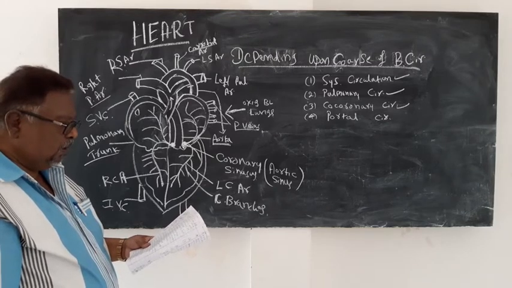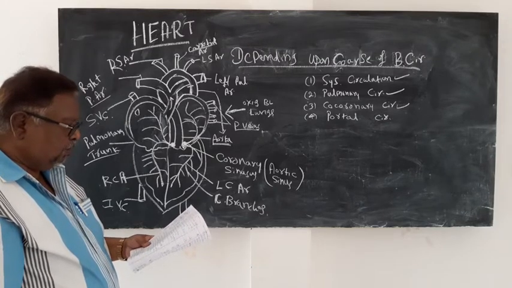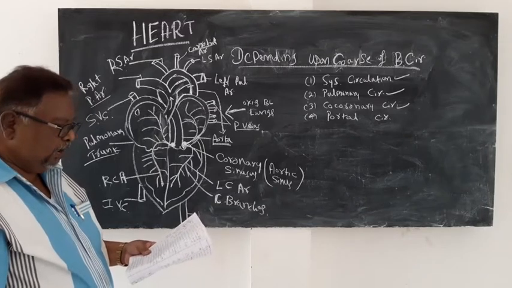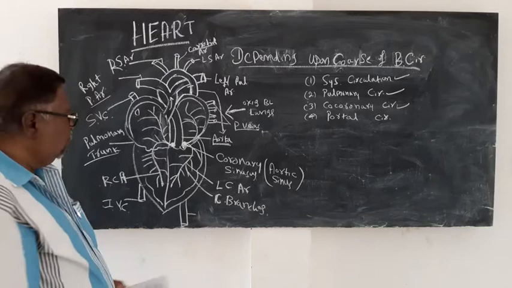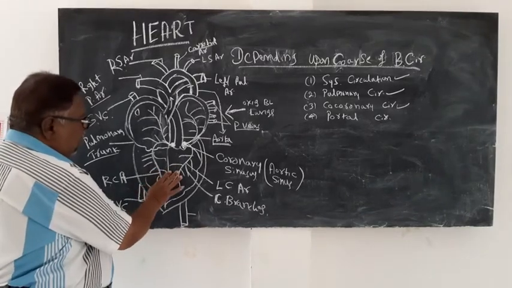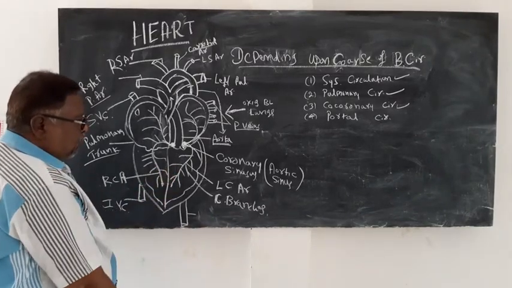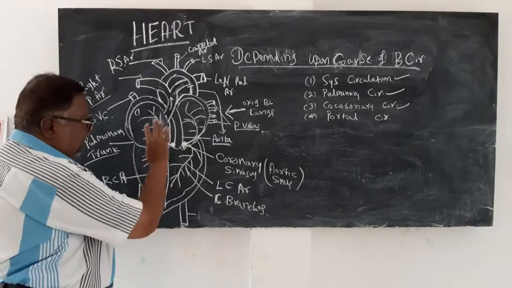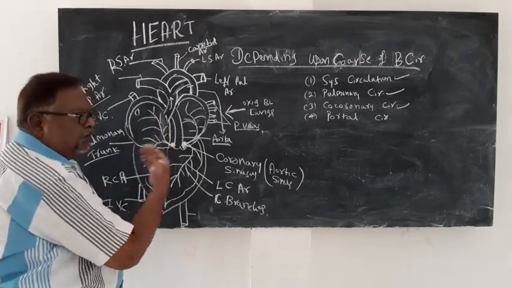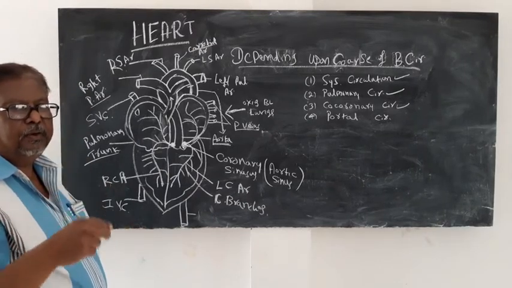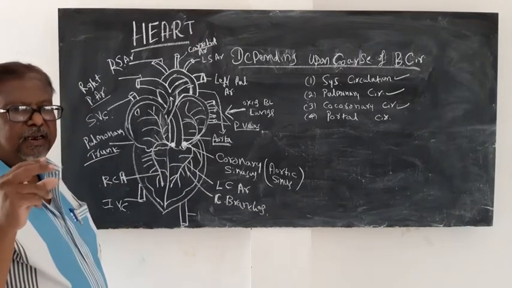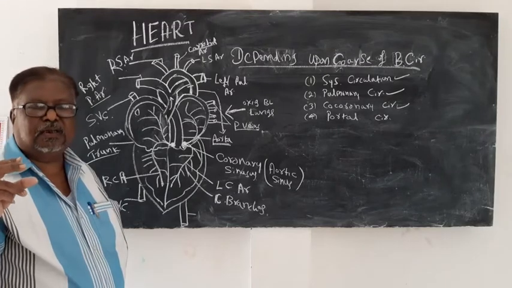They are called coronary arteries because they encircle the base of the ventricle like a crown. So these 2 coronary arteries, right and left arteries, they encircle the heart. They completely encircle the heart like a crown.